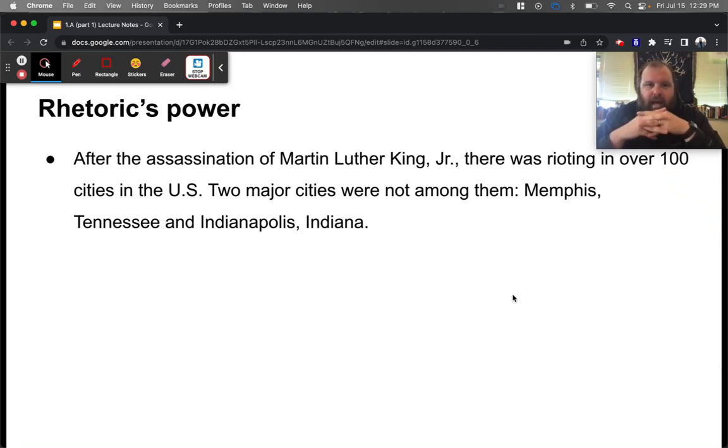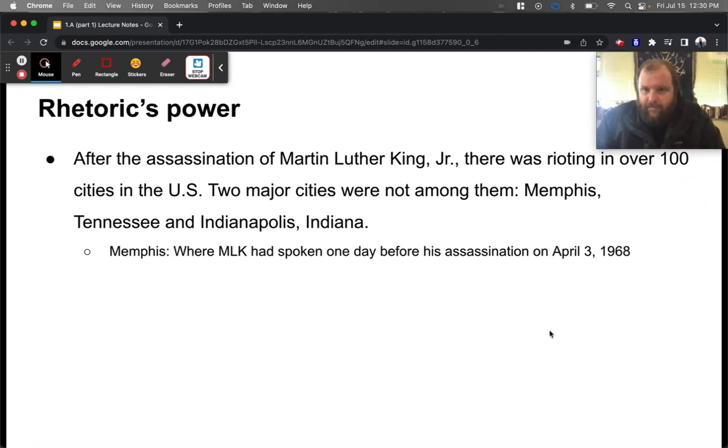There was rioting in over 100 cities in the United States. Two major cities were not among them. There were two major cities in the U.S. that did not have rioting: Memphis, Tennessee, and Indianapolis, Indiana.